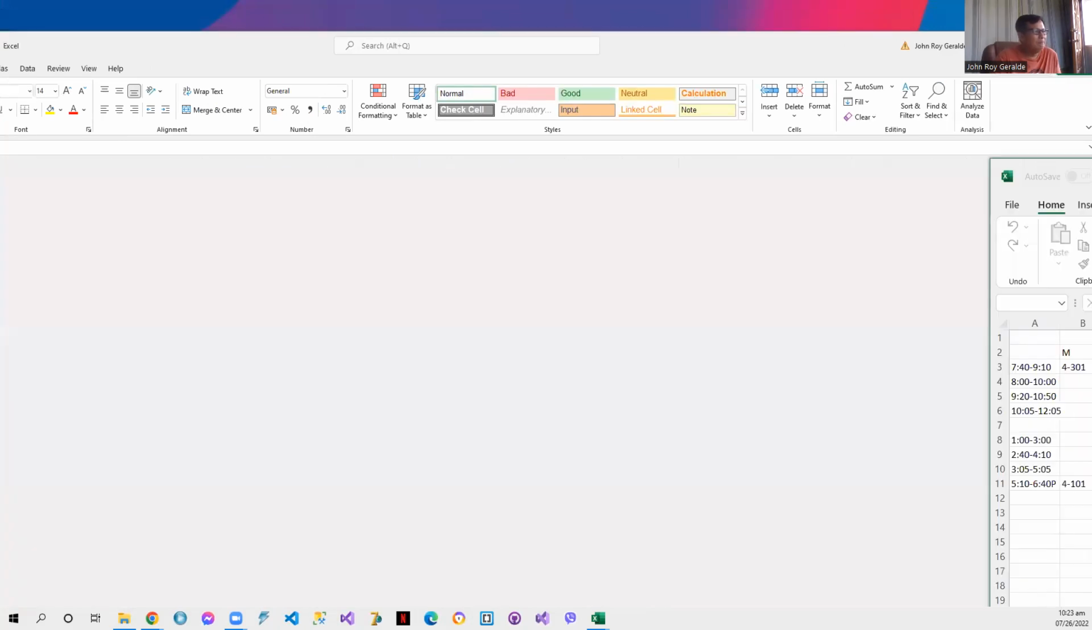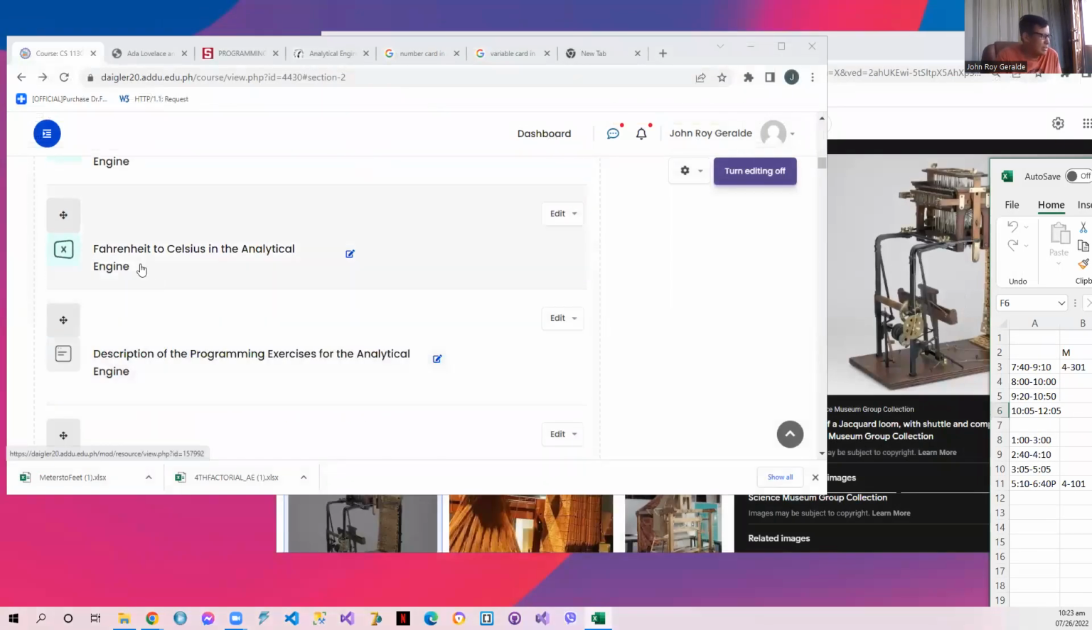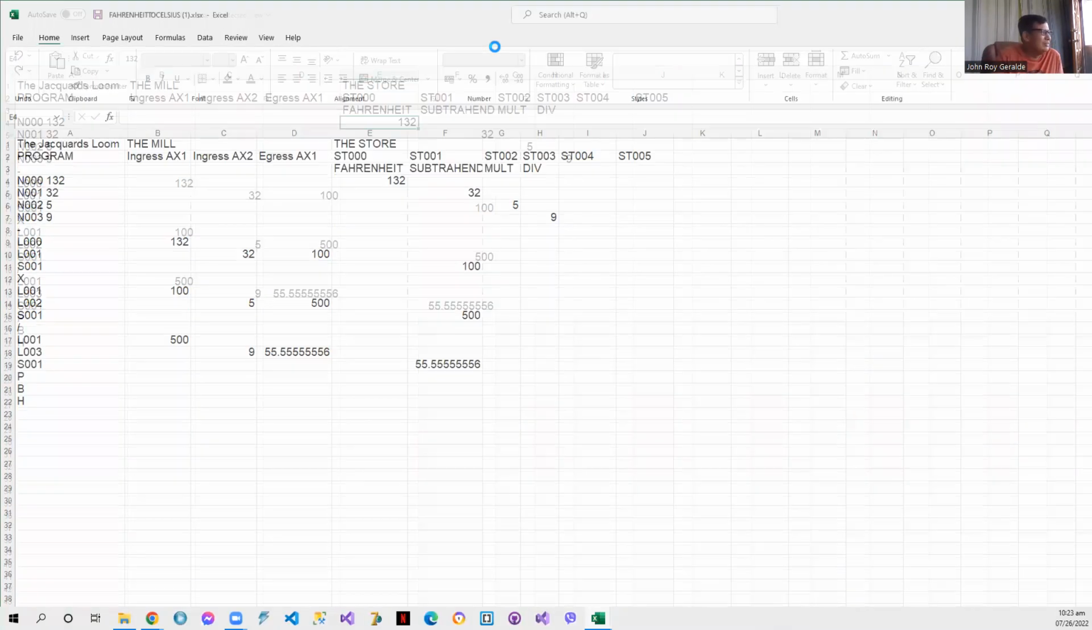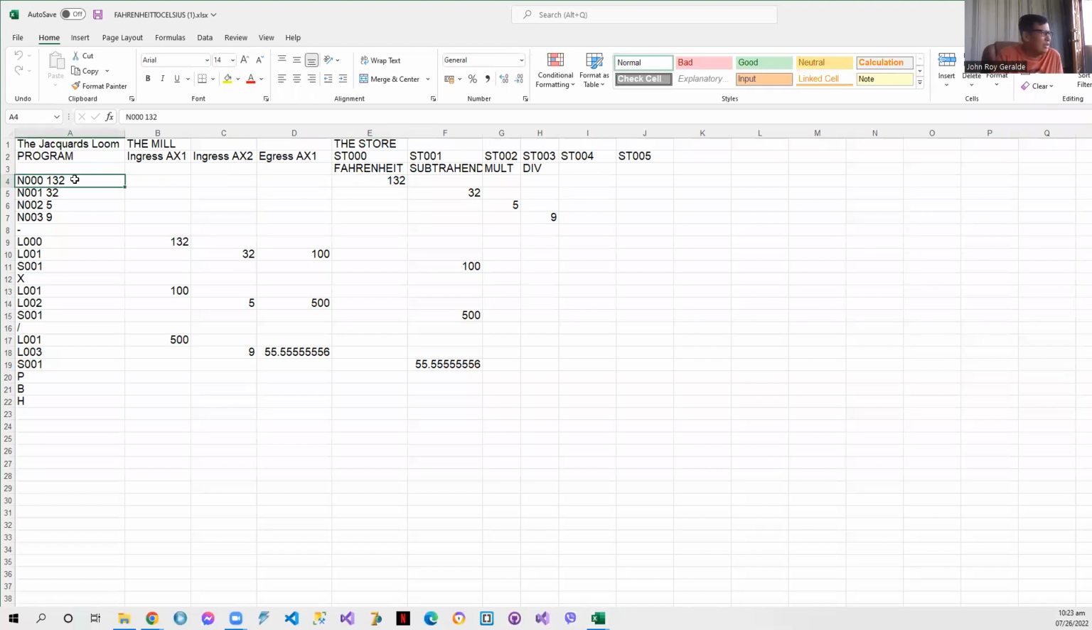Any questions so far? And then we'll have Fahrenheit to Celsius. So what's the formula? Subtract 32 from degrees Fahrenheit. The result, you keep it in mind. You multiply it by 5 and divide it by 9. You get Celsius. The result, keep it in mind. And you have the Celsius equivalent. Okay. So we are converting Fahrenheit 132 degrees to Celsius.